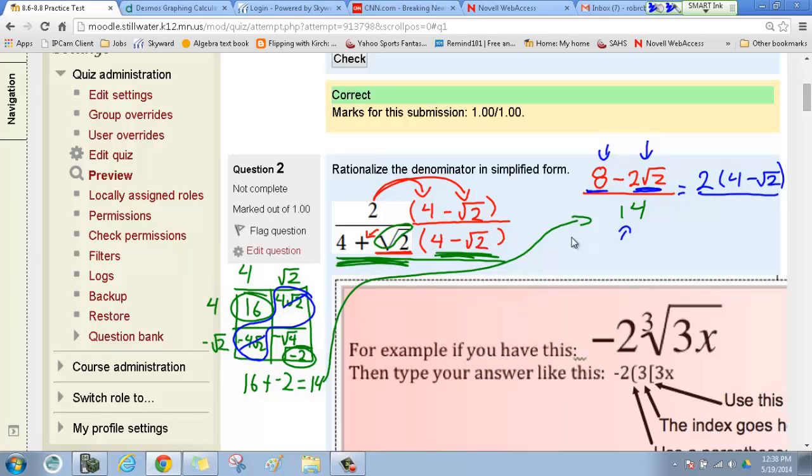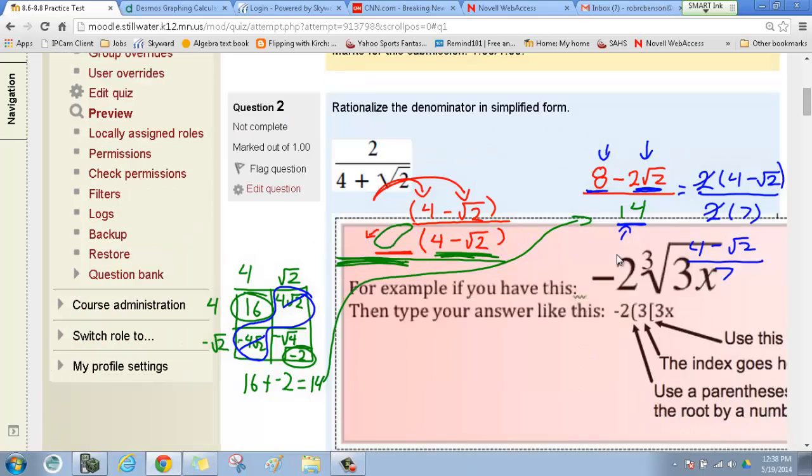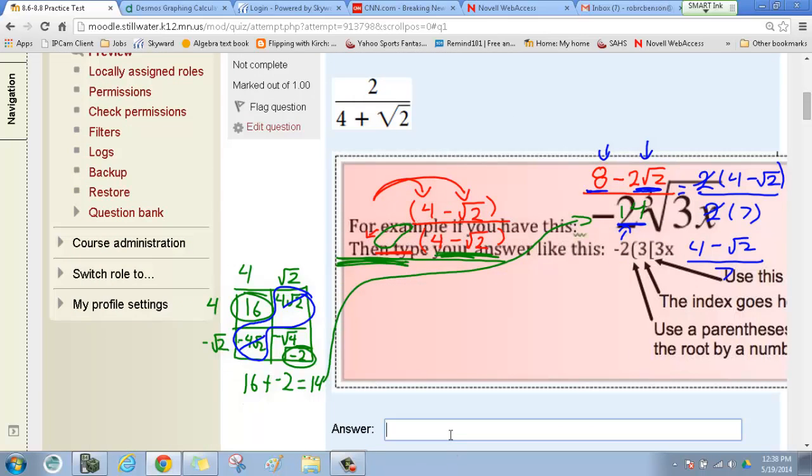Okay? And if you pull a 2 out of the bottom, we're left with 2 times, what's left out of 14? Well, 14 divided by 2 is 7. What you can do is cancel that 2 with that 2, and what you're left with is 4 minus square root of 2 all over 7. And that's what we got to put into Moodle. Right there. 4 minus square root of 2 all over 7.